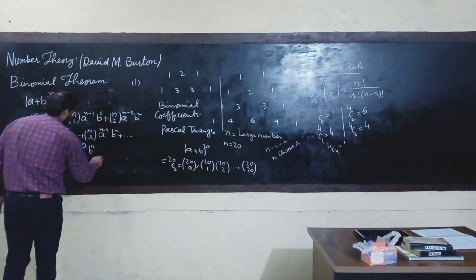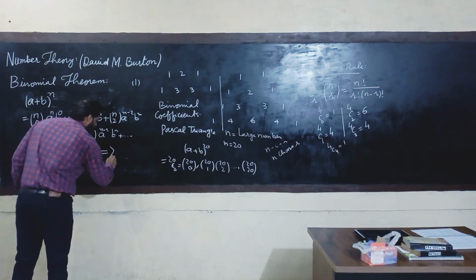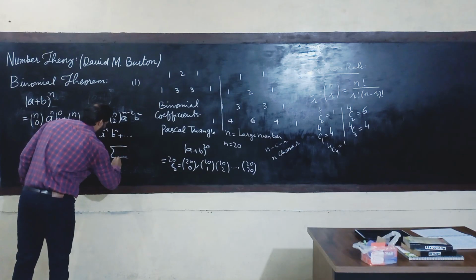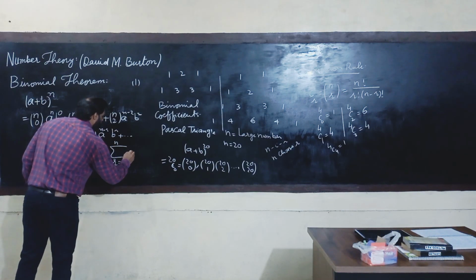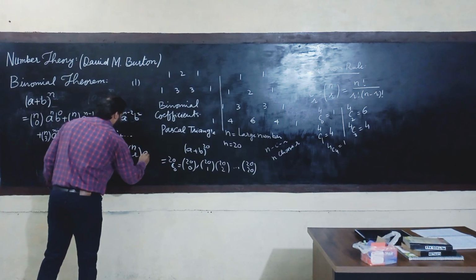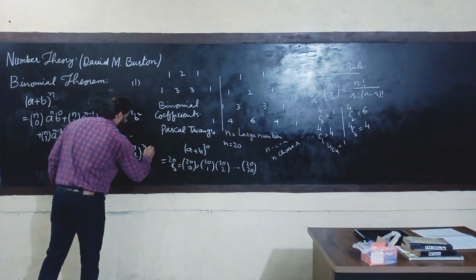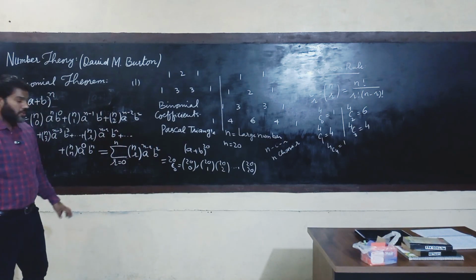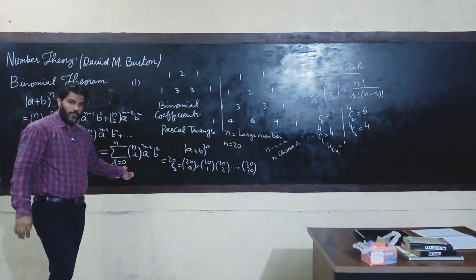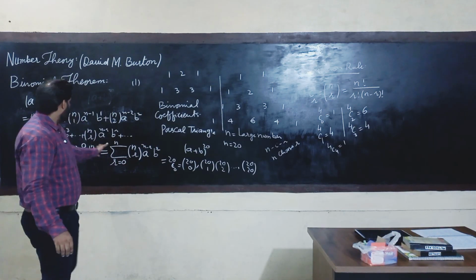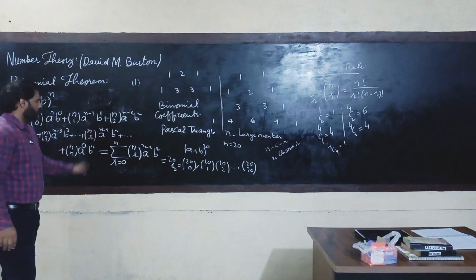In the summation form, you can write it as the summation r equal to 0 to n, n choose r, a raised to power n minus r, b raised to power r. If you expand this sum by putting different values of r, you can obtain simply this expansion.